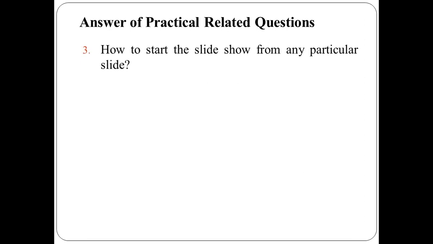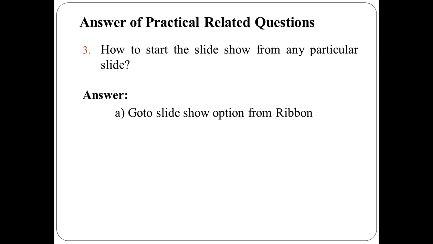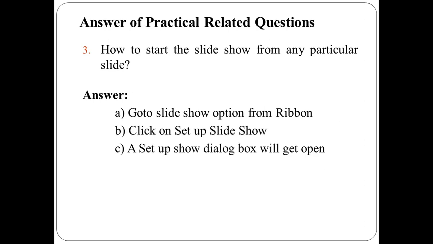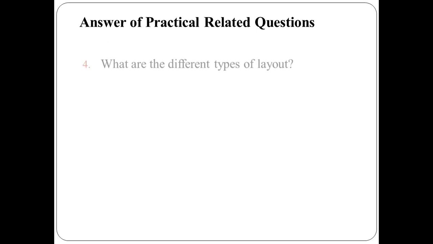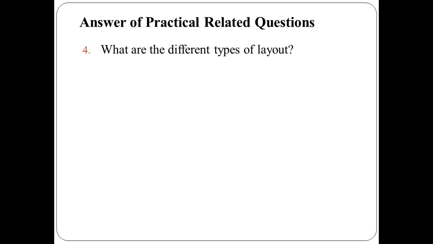The third question is, how to start the slideshow from any particular slide? To do this, go to the Slideshow option from the ribbon and click on Set Up Slideshow. A Set Up Show dialog box will open. From that box, select the option Show slides, and give a range from the slide number to the slide number where you want to display the slides. And the fourth question is, what are the different types of layouts available in PowerPoint?